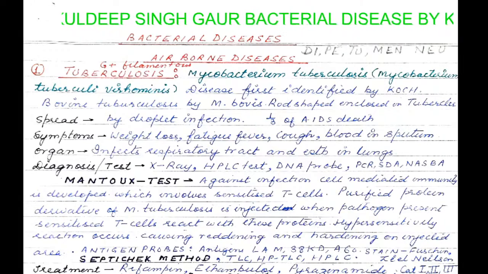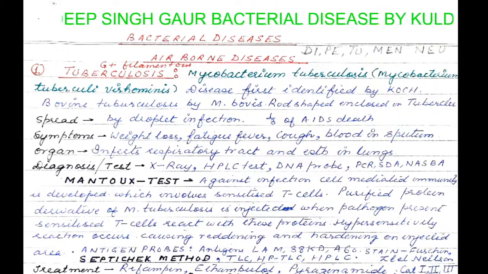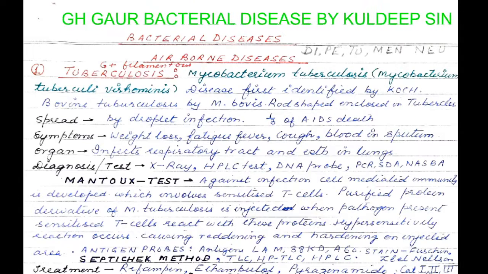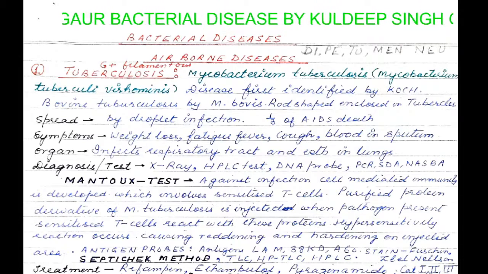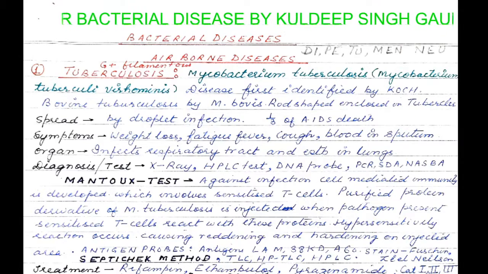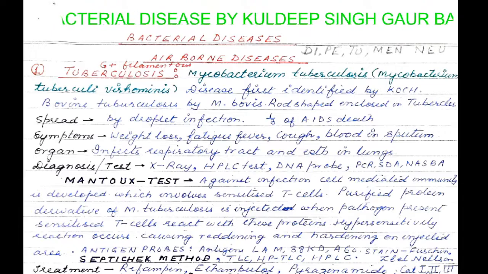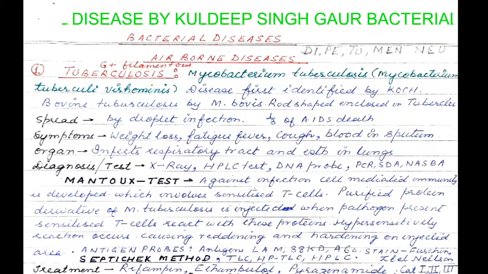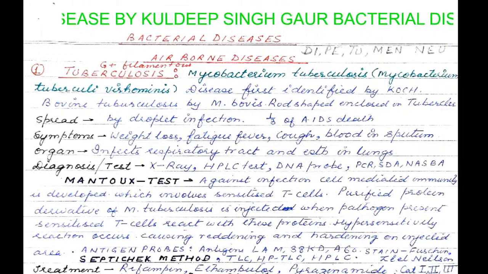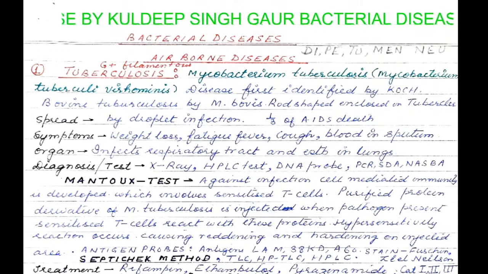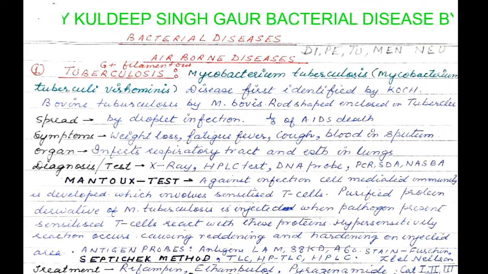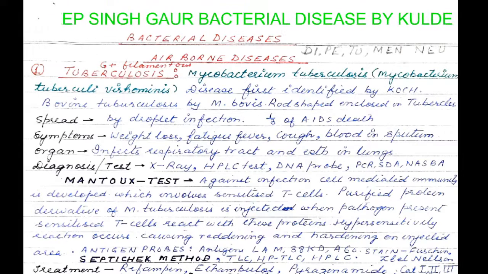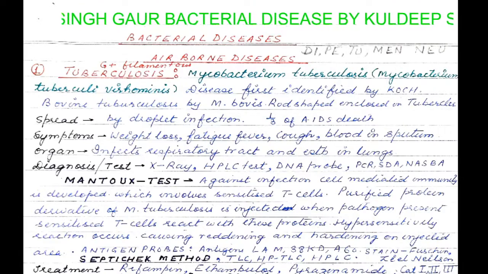It is caused by a gram-positive bacterium called Mycobacterium tuberculosis, also called Mycobacterium tuberculosis hominis. It was first identified by Koch, and bovine tuberculosis is caused by M. bovis, a rod-shaped bacteria enclosed in tubercles. The mode of transmission is droplet infection, and TB is developed by around 1/3 of all the people who have contracted or are suffering from AIDS.